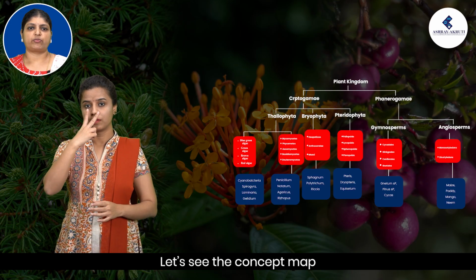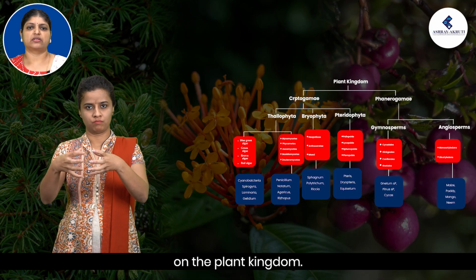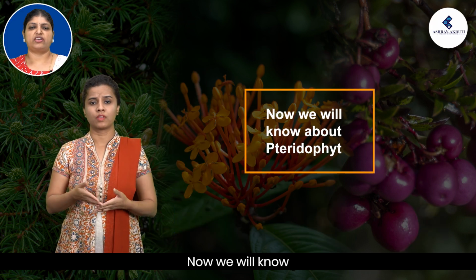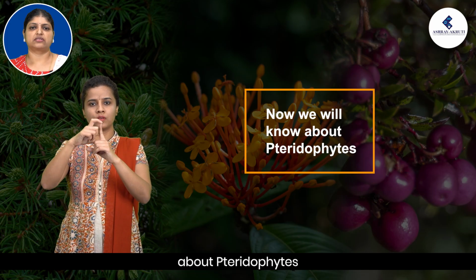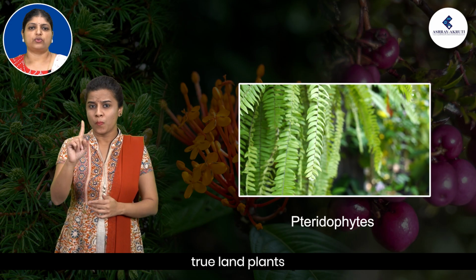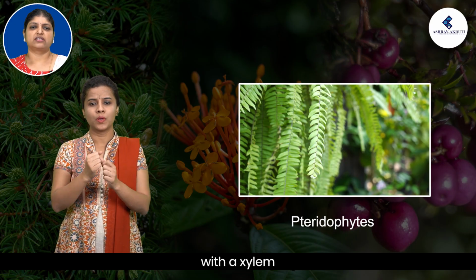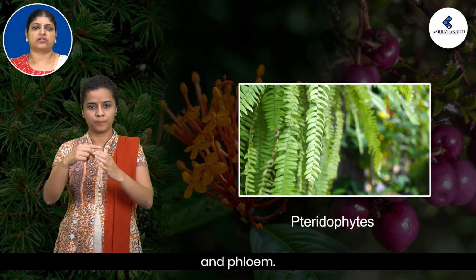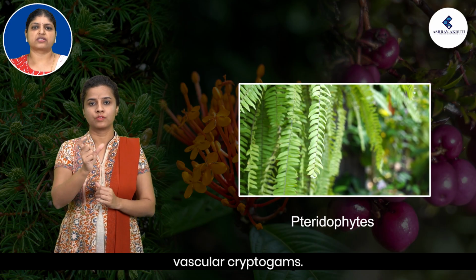Let's see the concept map on the plant kingdom. Now we will know about pteridophytes. Pteridophytes are the first true land plants with a xylem and phloem. Hence they are called vascular cryptogams.